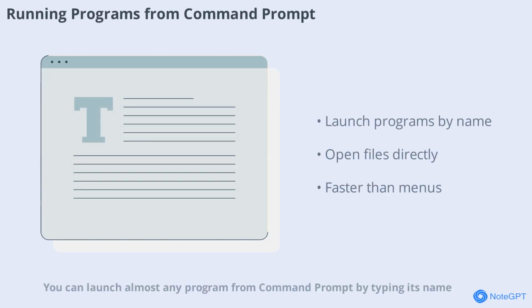You can launch almost any program from command prompt by typing its name. For example, calc opens the calculator and mspaint opens Paint. This is a quick way to access tools without searching through menus. You can also open files with their associated programs by typing the file name.